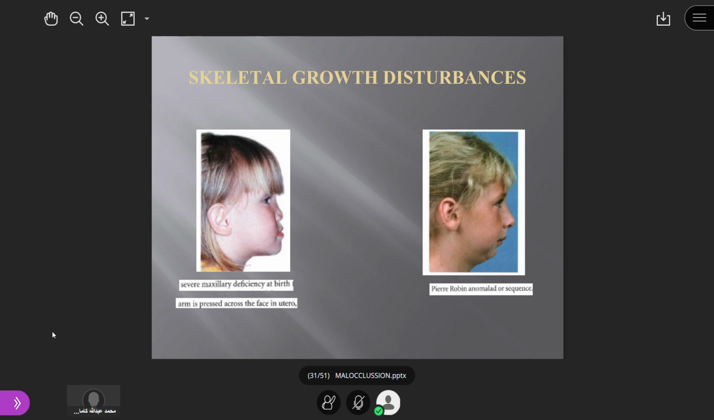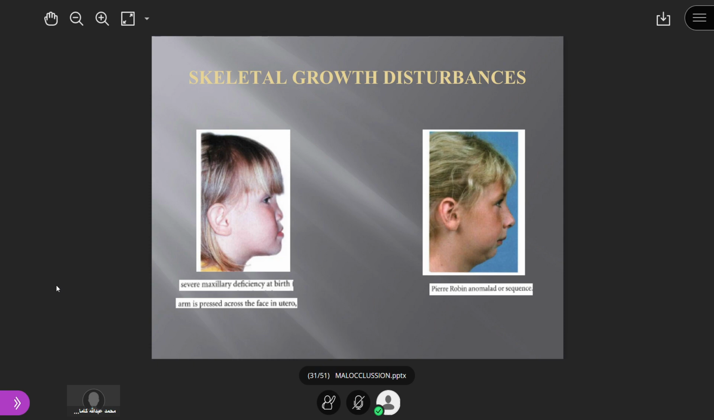You might encounter another skeletal growth disturbance which results in severe birth defects, and the most common cause is mechanical and not chemical. Here teratogens are not involved. What is the cause of this problem in which the maxilla is deficient? The embryo presses the arm against the chest, right? So the arm is pressed across the face in utero, which might result in mechanical disturbance and result in maxillary deficiency.